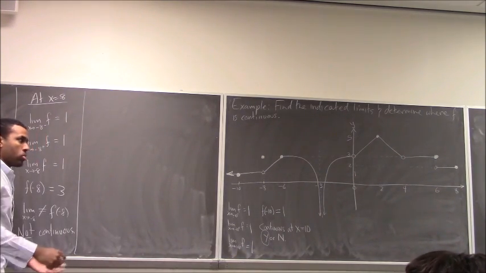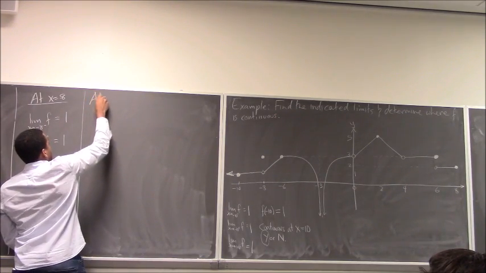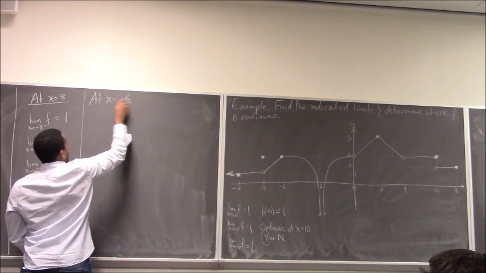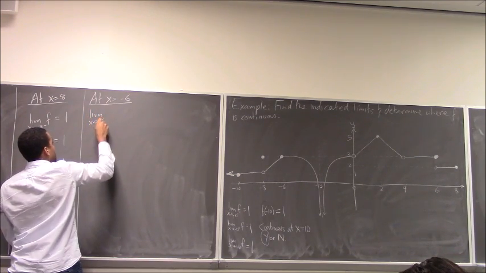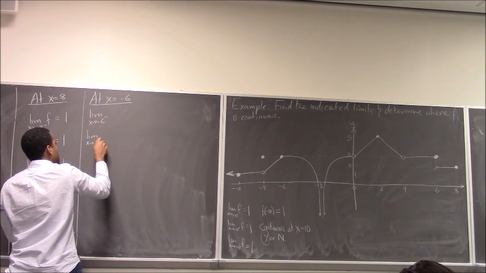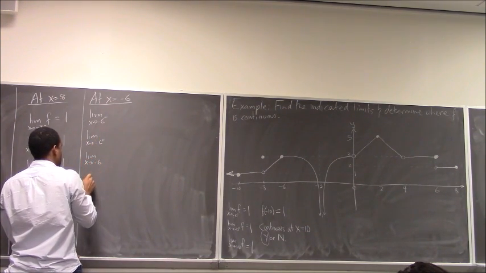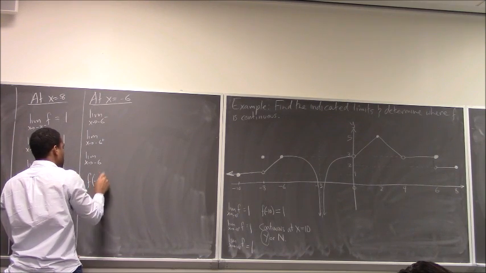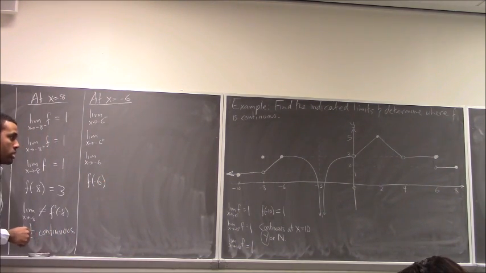And you can kind of go through and do this for everyone. So if I were to do this at x equals minus 6, we talk about the limit as x approaches minus 6 on the left, limit as x approaches minus 6 on the right, limit as x approaches minus 6. We talk about the function if it's defined at minus 6, and then we can actually conclude whether it's continuous.